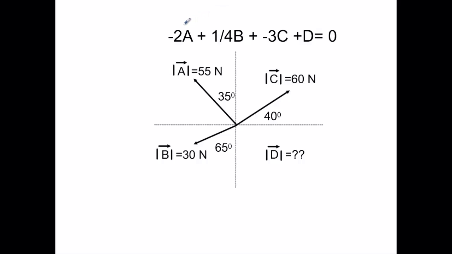In this problem, we have the equation minus 2a plus 1/4 b plus negative 3c plus d is equal to 0. I have three vectors: a, b, and c. They all three have different magnitudes, and they're all coming in different directions. What we want to do is find out what vector d is going to be. So move d out of the way so we have some room here.